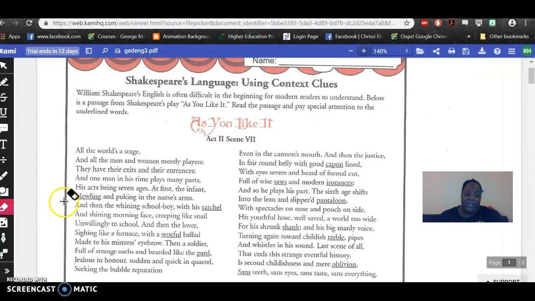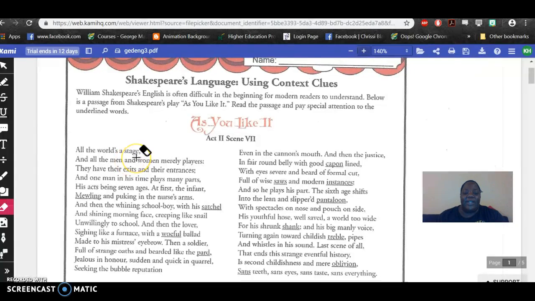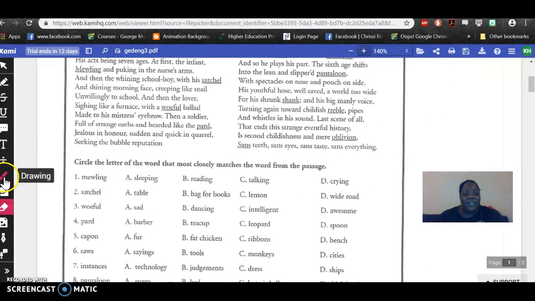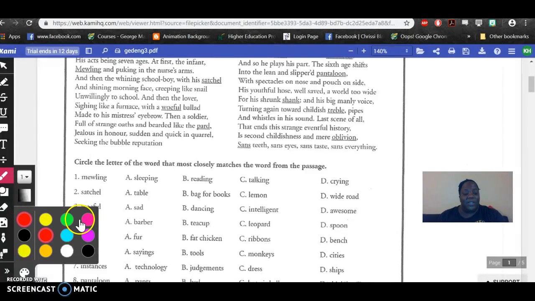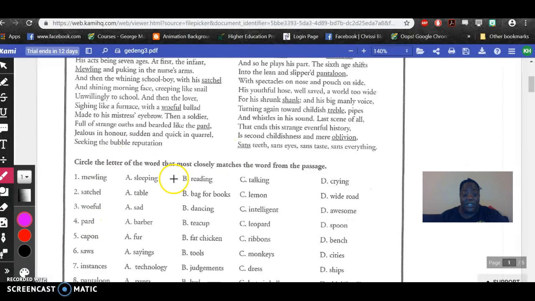So the underlined word right here is mewling, okay? And so we're going to go down to number 1 and try to figure out what the word mewling means by using the context clues that are around it, okay?